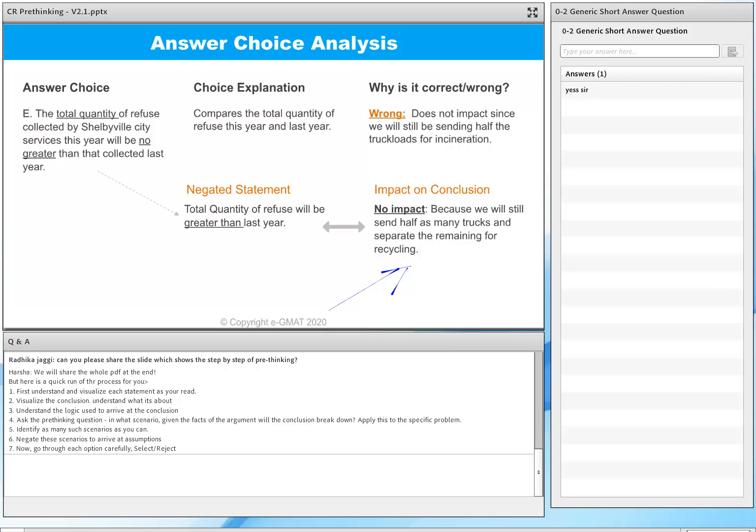Okay, so this was the last question for the day. What have you learned so far, and what are you going to do moving forward? What are your key learnings, and how are you going to apply them? Okay, pre-think. What else?